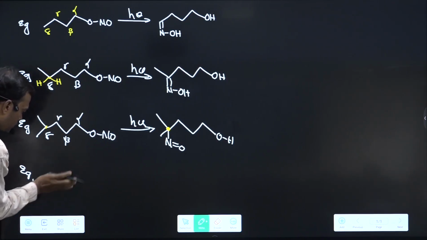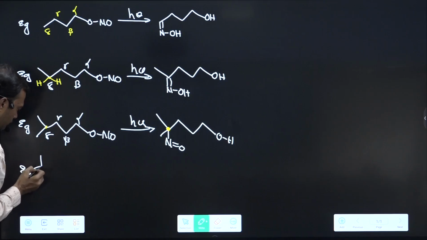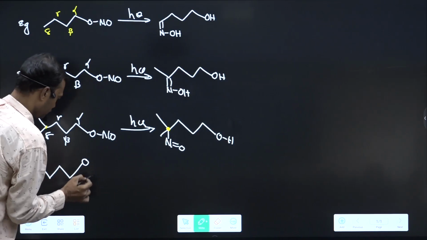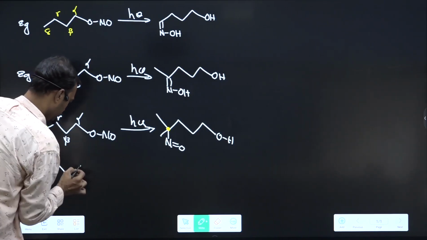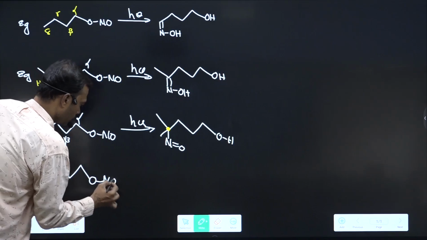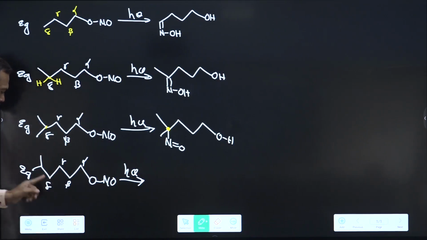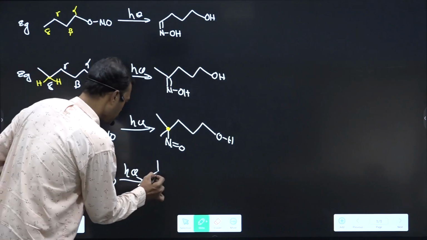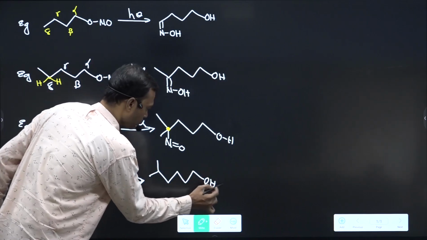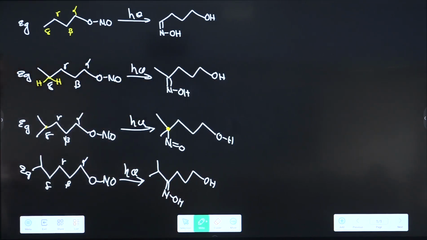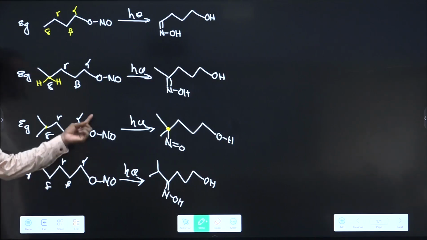Suppose this is the fourth carbon. This is ONO, photochemical. Take alpha, beta, gamma, delta. Even though a highly reactive carbon is adjacent to the delta carbon, your answer remains the same. There is no rearrangement. Here this is OH, and here double bond NOH. That is the answer. Always the fourth carbon hydrogen is replaced with NO, and that NO undergoes tautomerism to give the oxime.